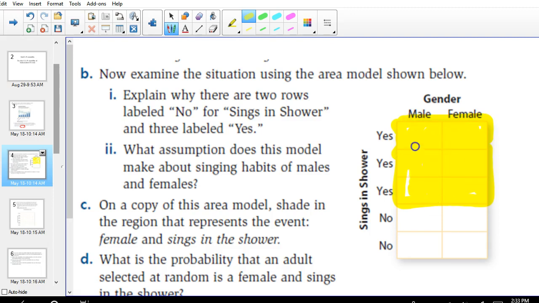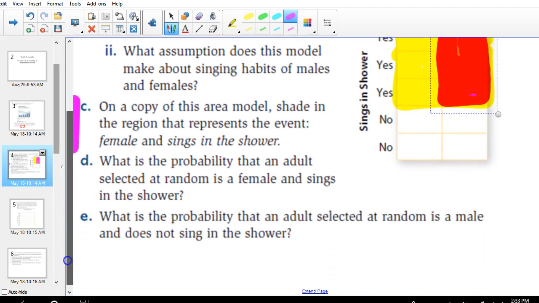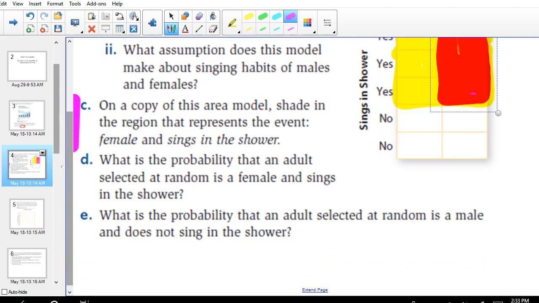In this case, we want to know the people who are female and sing in the shower. So we are looking at this section right here. Those are the people who are female and sing in the shower. So that's what we've just done. It says to fill in your area model. And then in part D, what is the probability that an adult selected at random is female and sings in the shower?